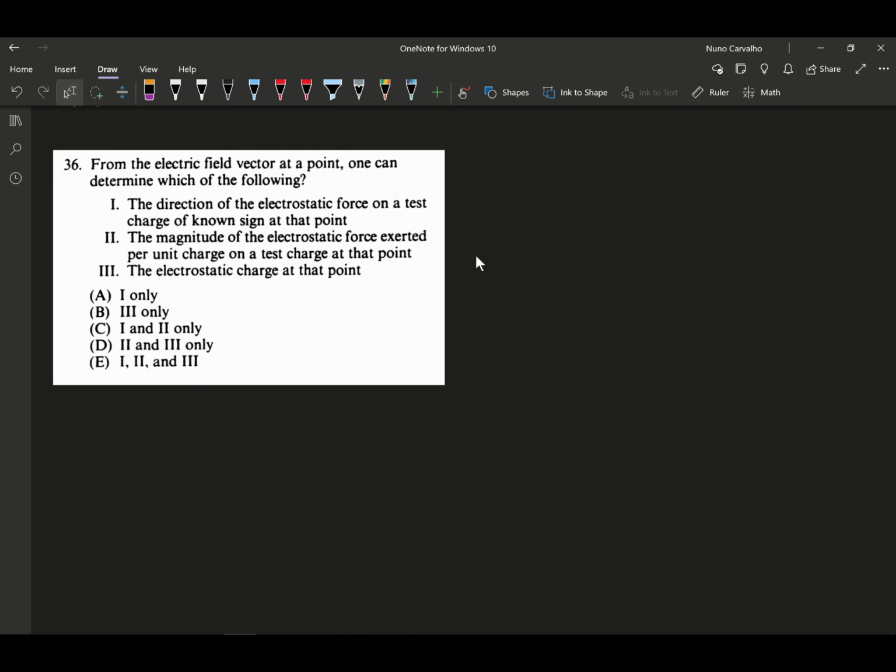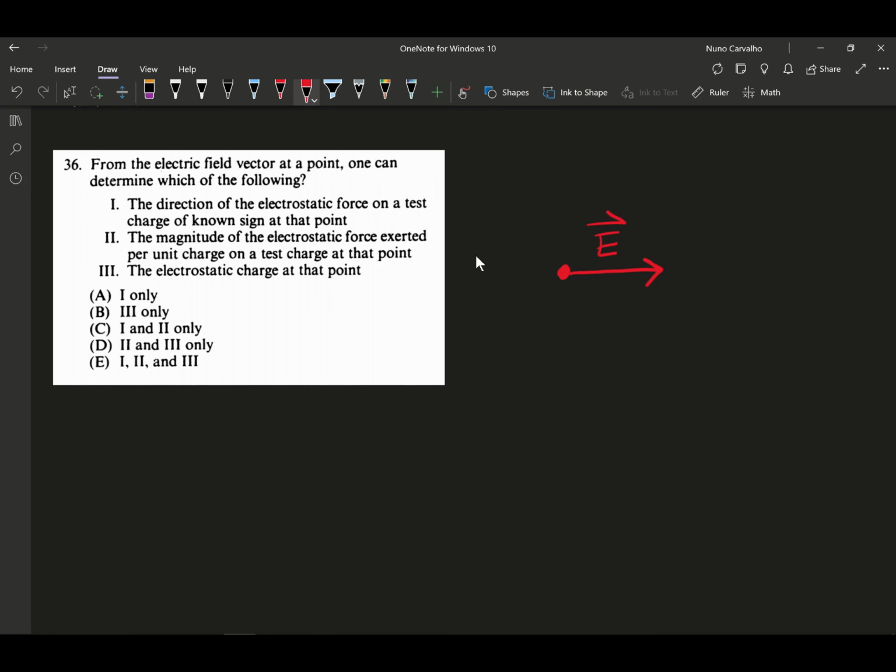Thank you. Starting with number 36, we're asked, from the electric field vector at a point, one can determine which of the following, and then we're given three different statements. Let's begin with this. This is the information that we're given. We're given an electric field vector that would look like this.